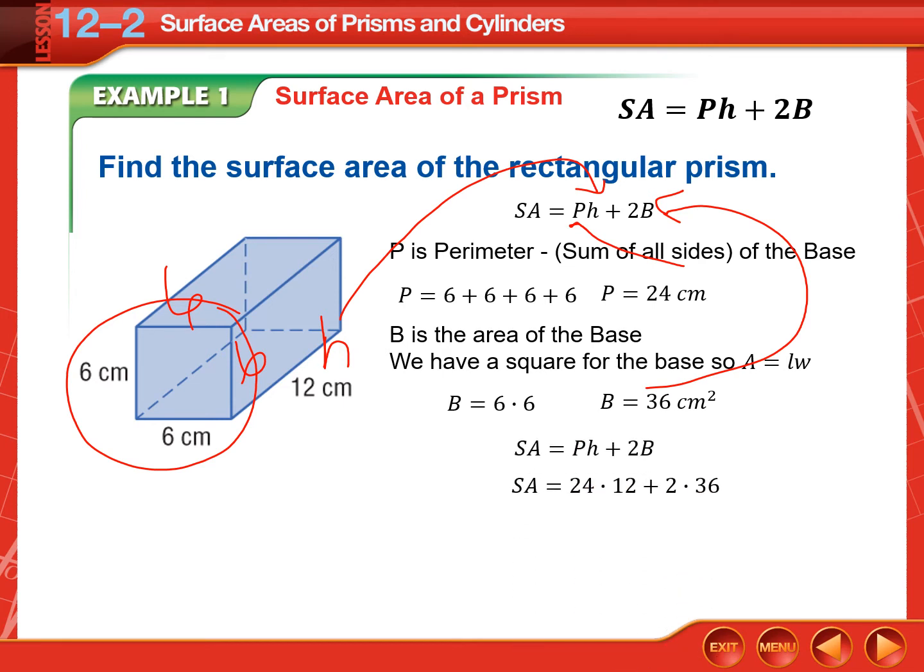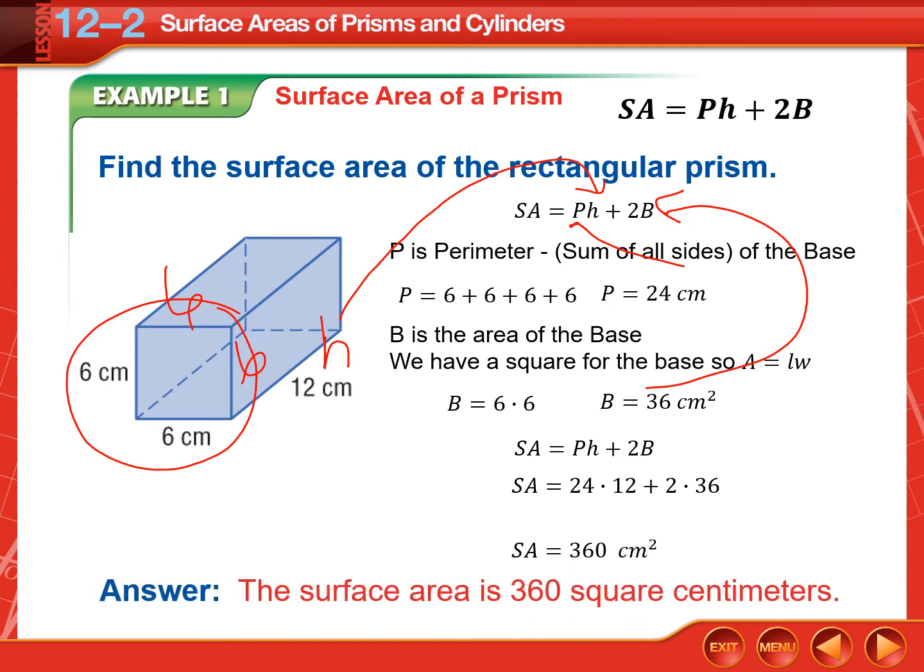Let's plug it in. We had the 24 for the perimeter, 12 for the height. That 2 is a part of the formula, so it stays there. And we have 36 for B. We multiply each one. It's out of order, but that's okay. 24 times 12 is 288, and 2 times 36 is 72. That's how we get 360.